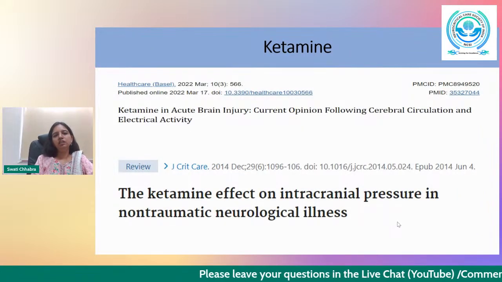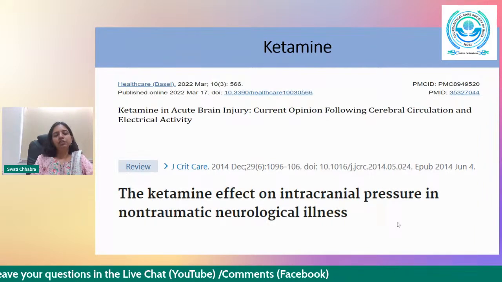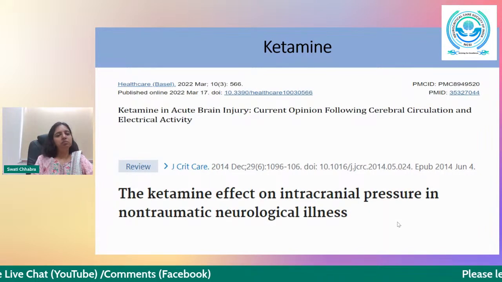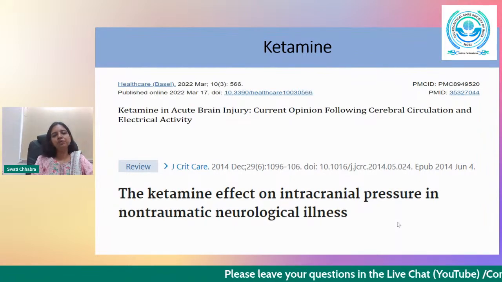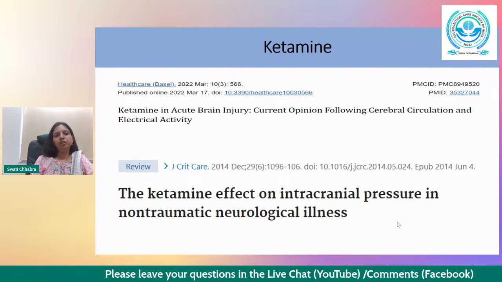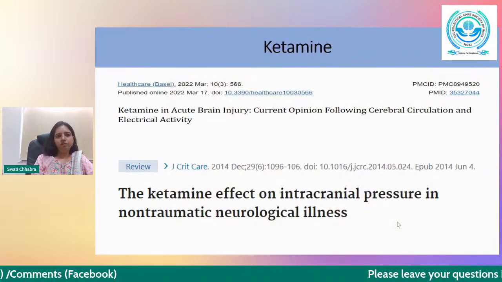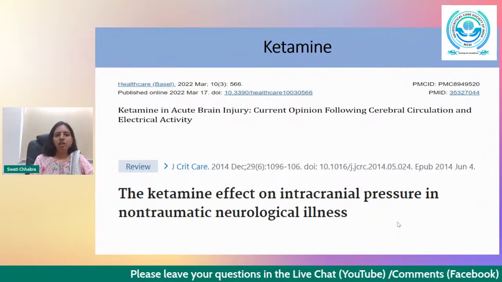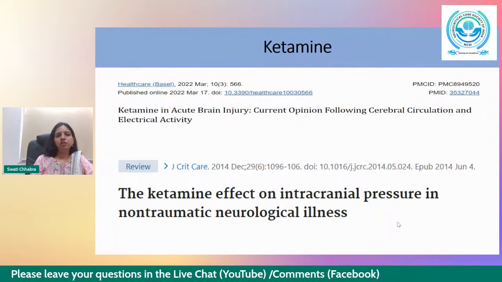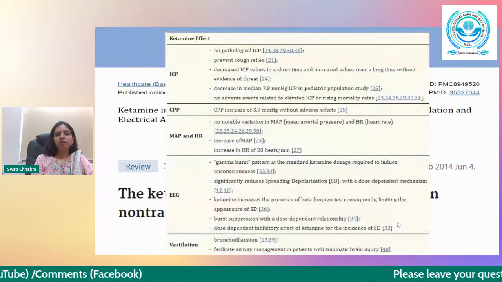Coming to ketamine, there was always a concern regarding the rise in ICP with ketamine, but over the past decade it has made a comeback and is being used in traumatic brain injuries or pathological brains as well, and it has rather been found to have no or a favorable effect on ICP. So we have narrative reviews from very recently in 2022, and another article from the Journal of Critical Care in 2014, where ketamine was used and was found to have a good effect.